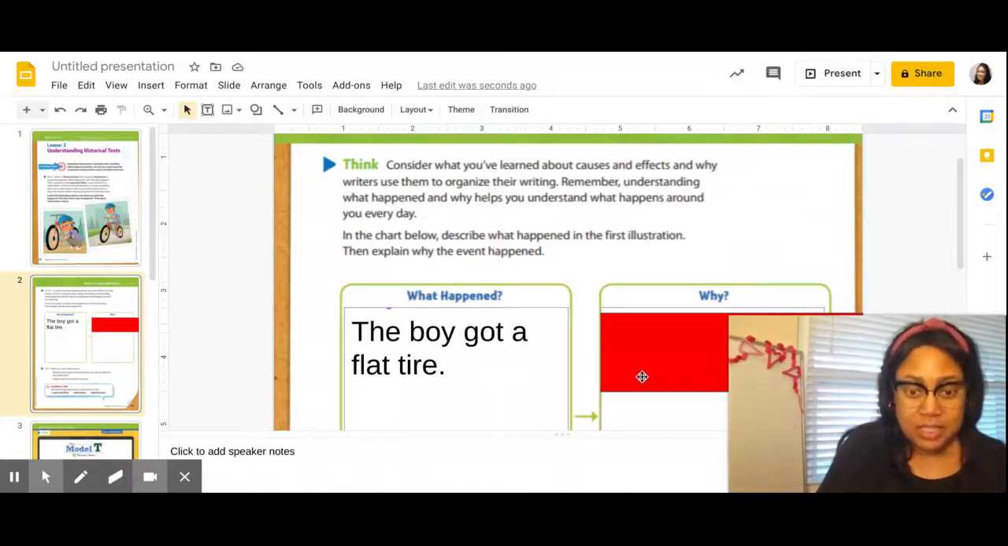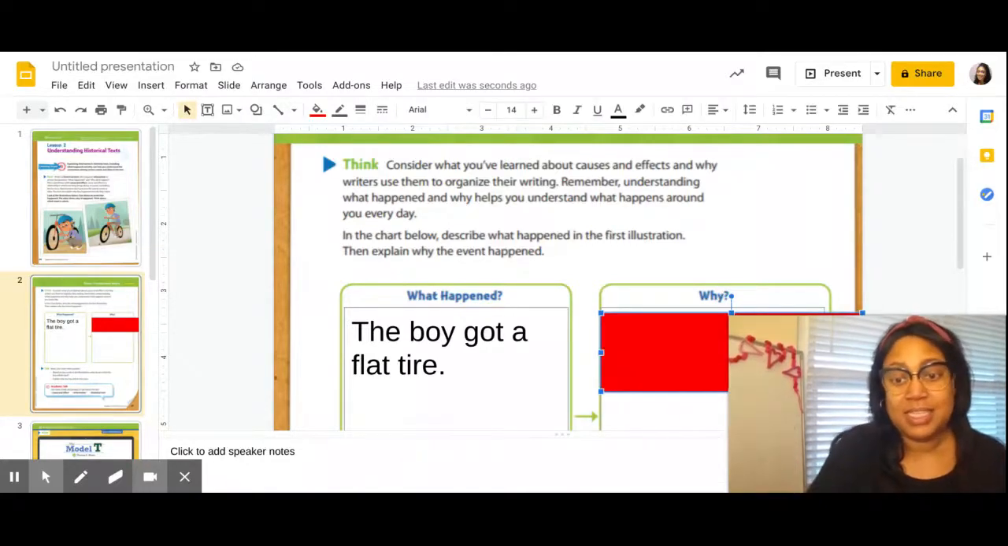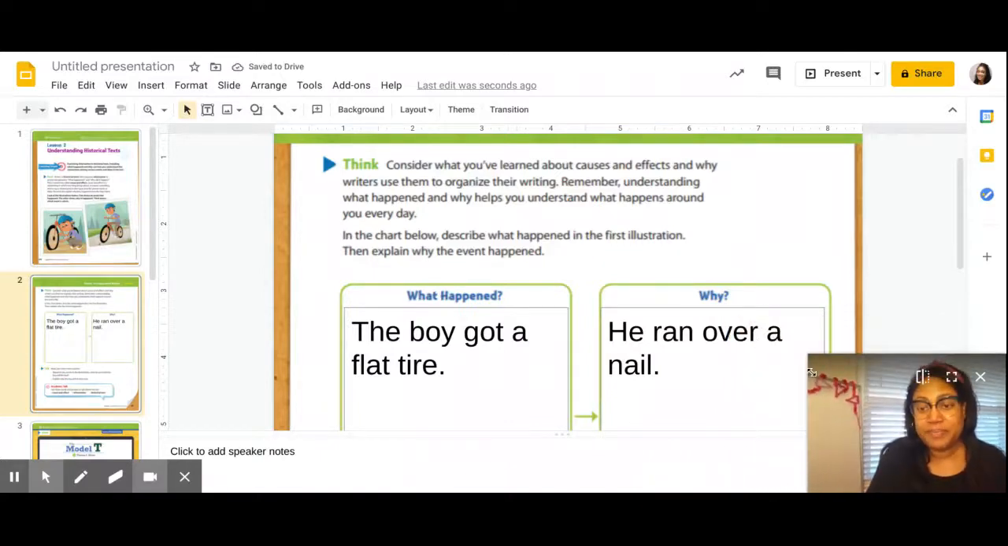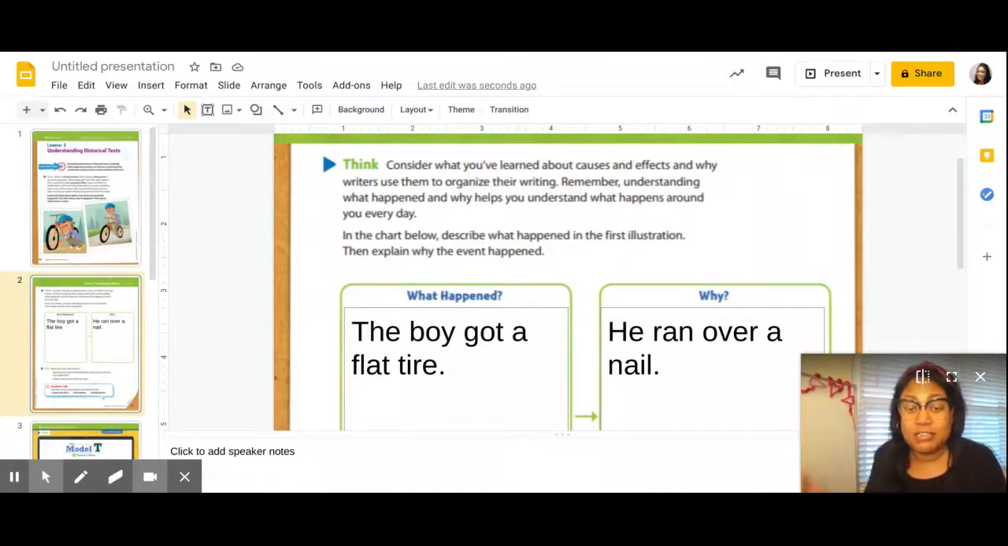And if you look in the second picture, you can see that he ran over a nail. So the cause of the flat tire, or why he got the flat tire, is because he ran over a nail. I'm sorry, flip that. The effect of him running over a nail is that he got a flat tire. Why did he get a flat tire? Because he ran over a nail. So the cause was he ran over a nail. The effect was he got a flat tire.